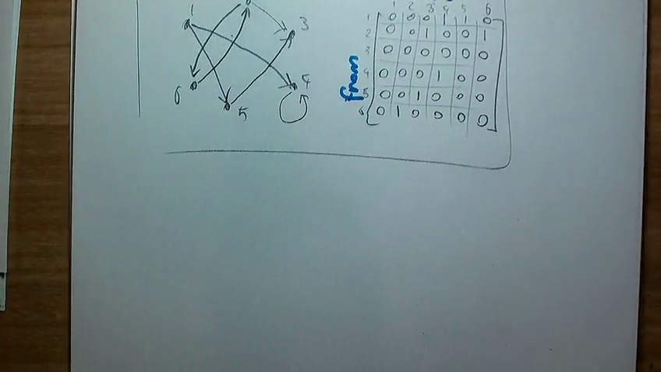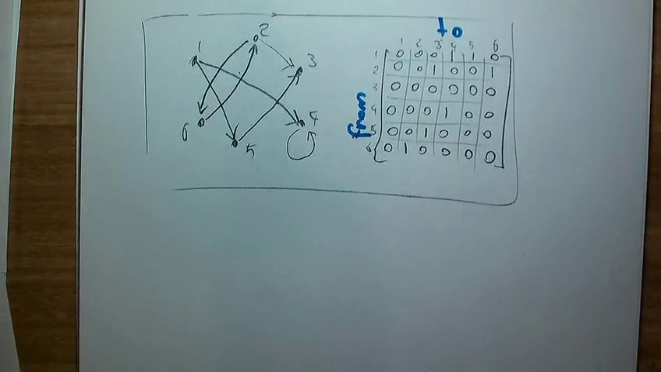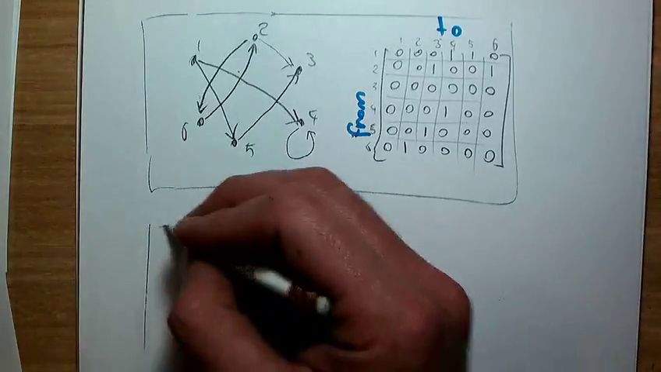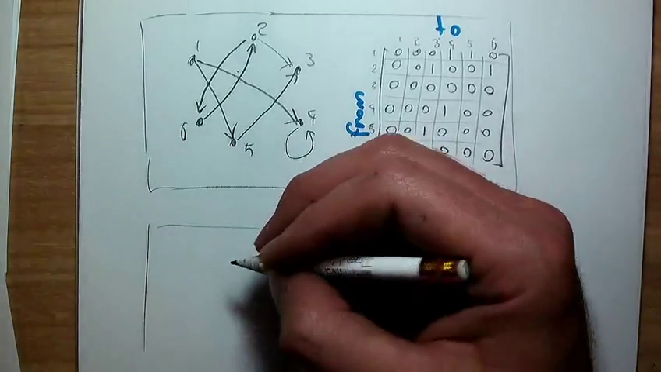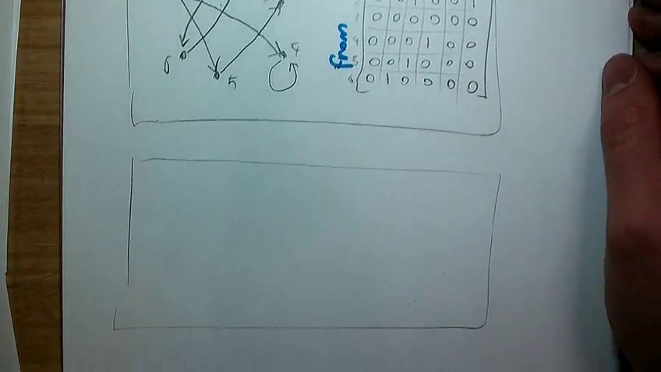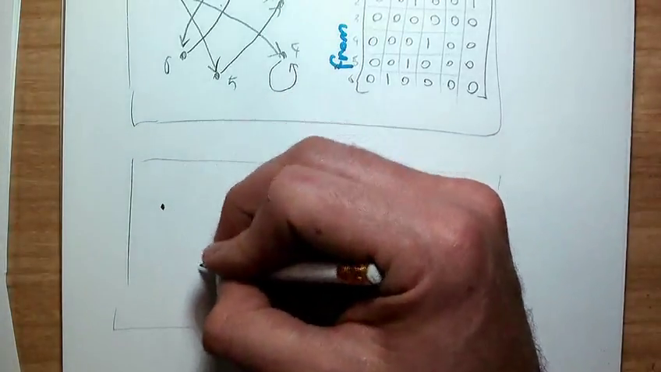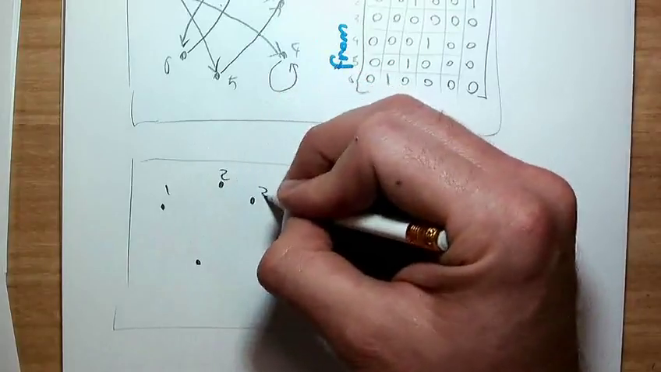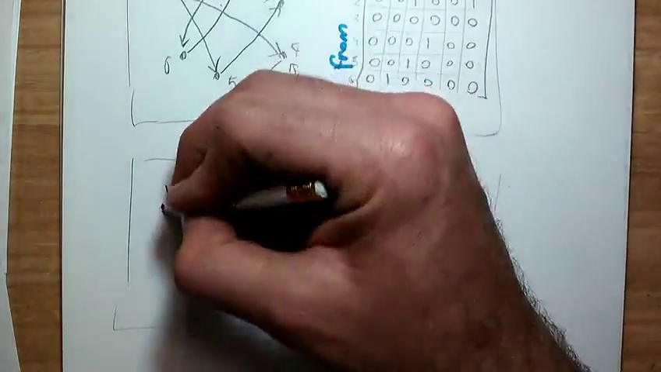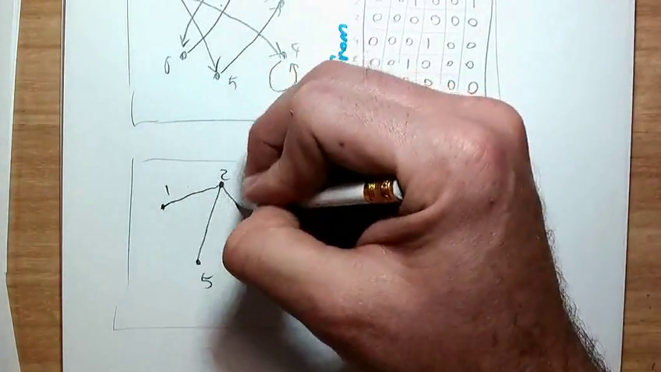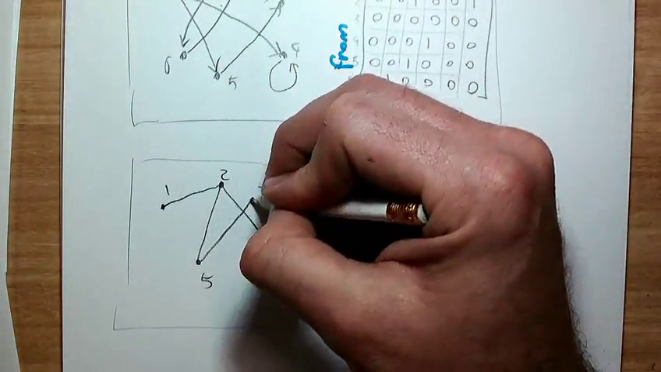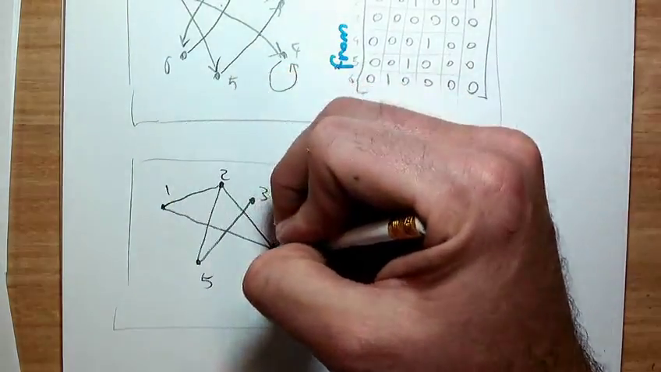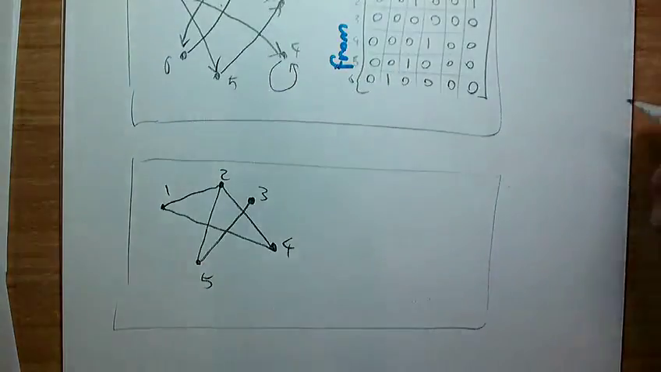So that was for a directed graph. For an undirected graph, I'll just do 5 this time. Something like that.